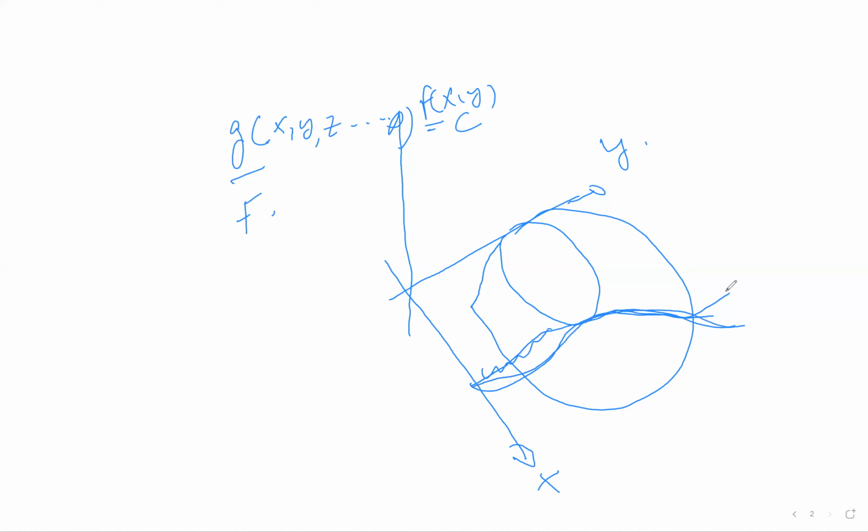The goal here is to find the highest point on this line. The core idea is to look for a point where the contour lines of f and g are tangent to each other. This is the same as finding points where the gradient vectors of f and g are parallel to each other. So the entire process can be boiled down into setting the gradient of a certain function, called the Lagrangian, equal to a zero vector.